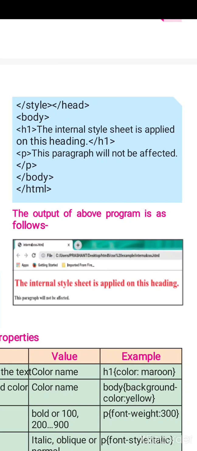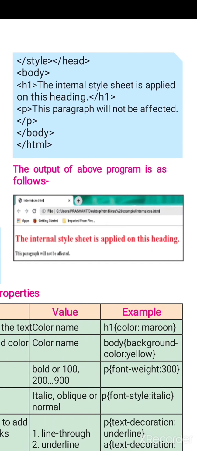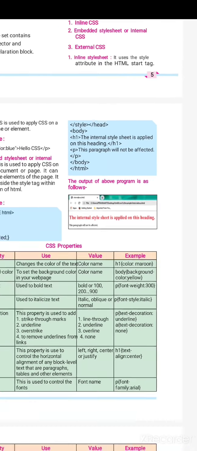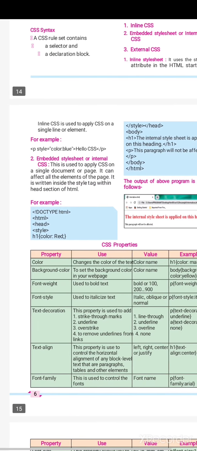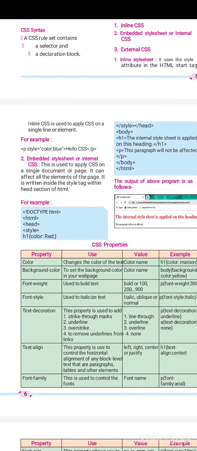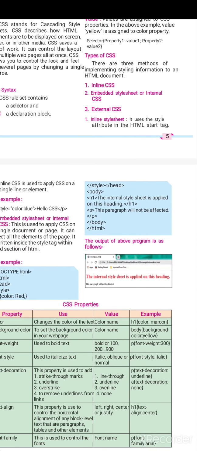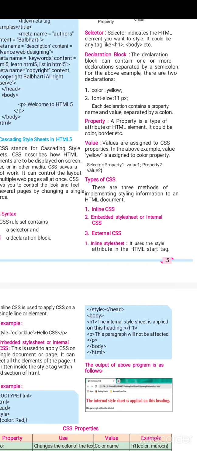Next tag given p, that is paragraph. This paragraph will not be affected. A content, a single line is there, and as it is displayed without any of effect, so it is not affected basically. So it's a internal style sheet. Internal style sheet is designed in a head section within style and its end tag, that is slash style, and is applied in a body section. Next type of style sheet is external CSS.